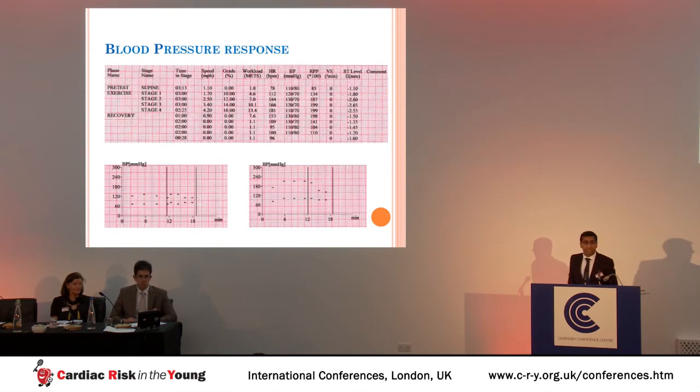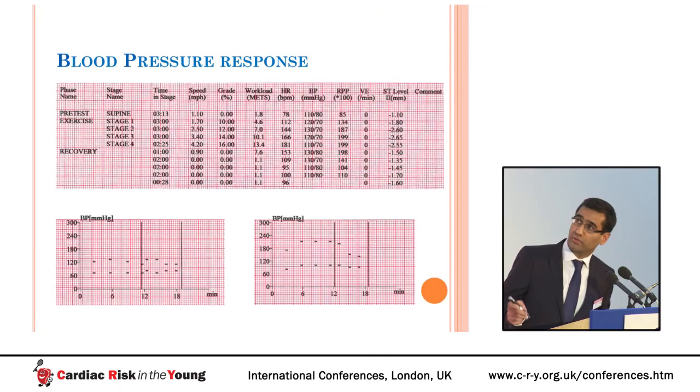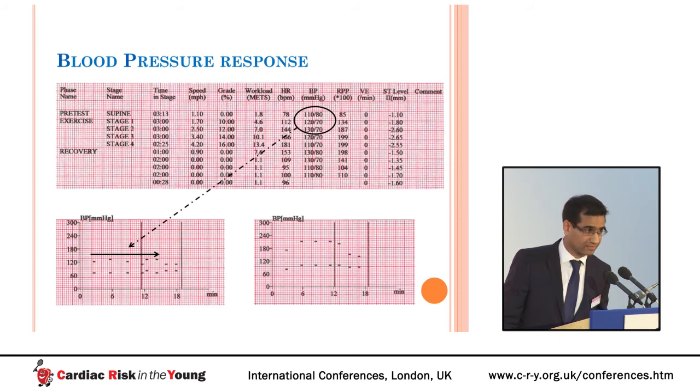So this is a typical trace of somebody with an abnormal blood pressure response in HCM. And what I want you to note is this. So this patient has a relatively flat blood pressure response to exercise, by which I mean that there's a failure of systolic pressure to rise by more than 20 millimeters of mercury.